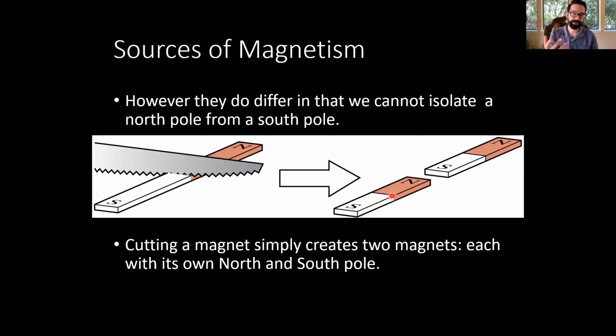Whereas positive charges and negative charges, you could have a positive charge and negative charge existing in space, and not necessarily having the negative charge right there next to it. You can have a positive charge just hanging out in space by itself.